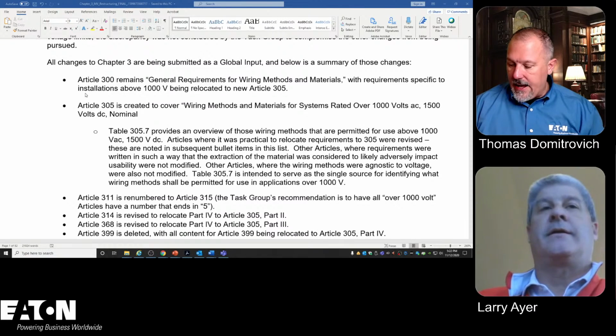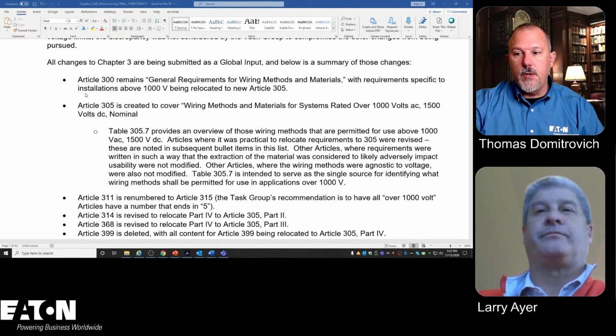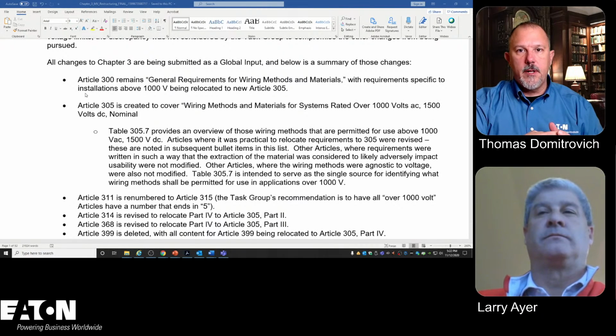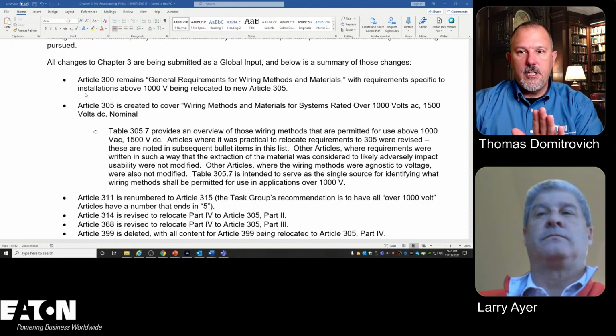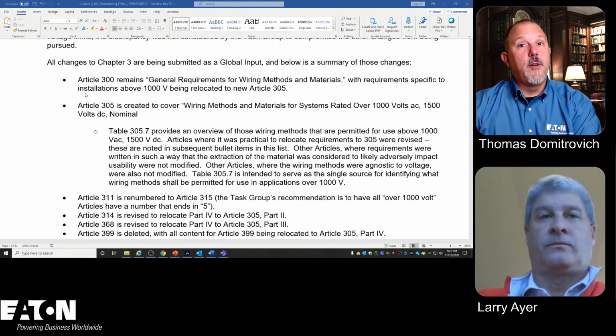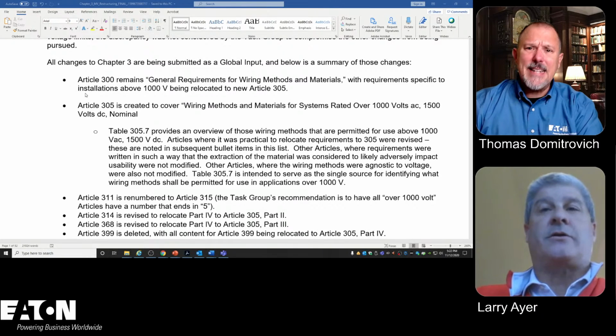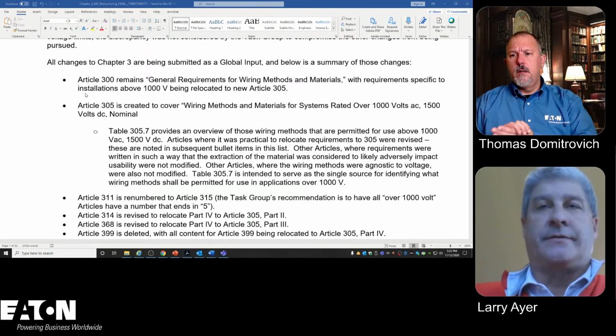Where we had a mix of public inputs or a mix of requirements in one article, they're pulling out those requirements and putting them in their own article. So Chapter 3, Article 300 is not getting changed from a general requirements perspective, but all of the 1,000-volt application stuff is being pulled out into Article 305. That's correct. And we're doing several things.